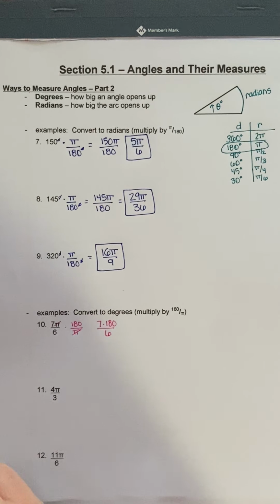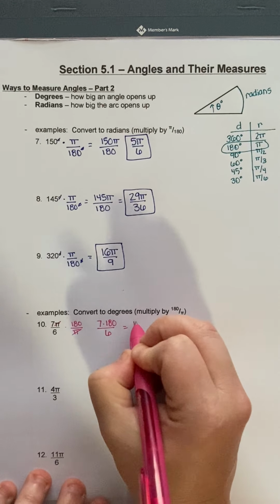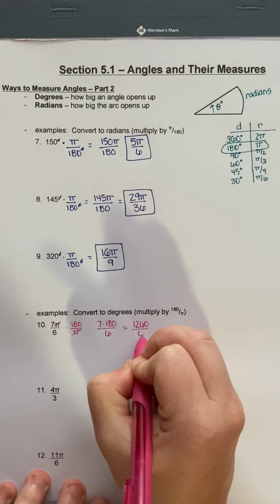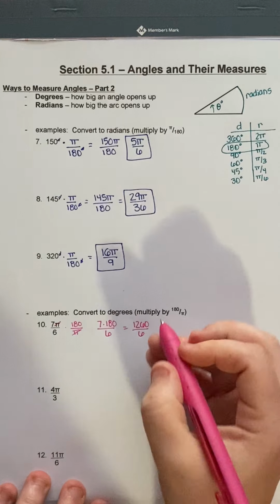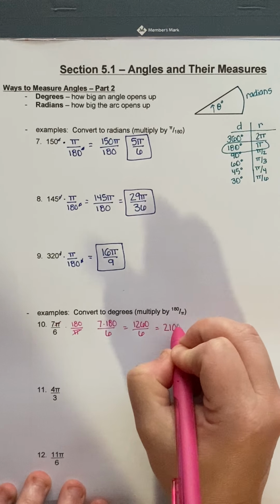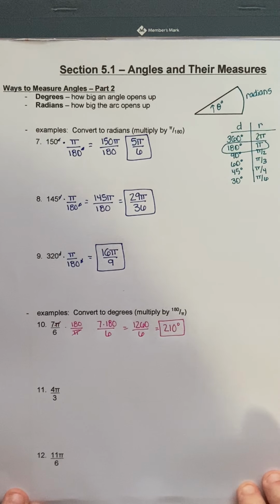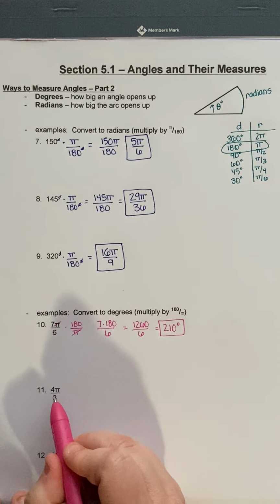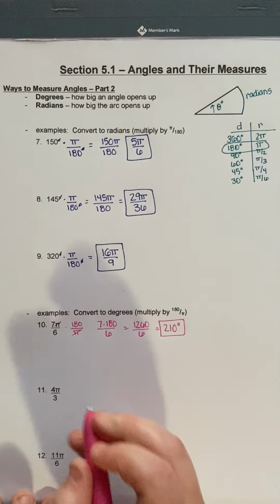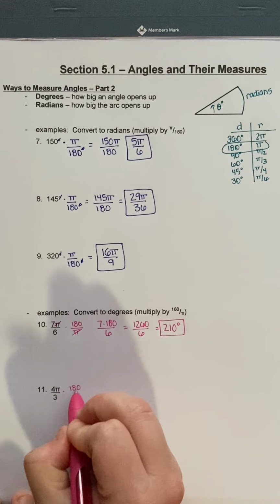So 7 times 180 gives me 1260. This right here gets divided by 6. So 1260 divided by 6 gives me 210. Remember, we're solving for degrees. So this is 210 degrees. All right, next one, number 11. This is radians. How do I know? Because it has a pi in it. So I need to multiply by 180 over pi.